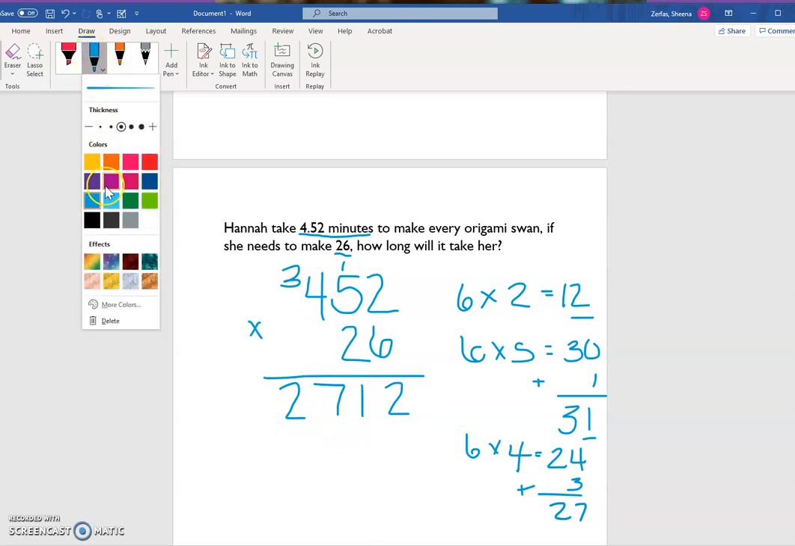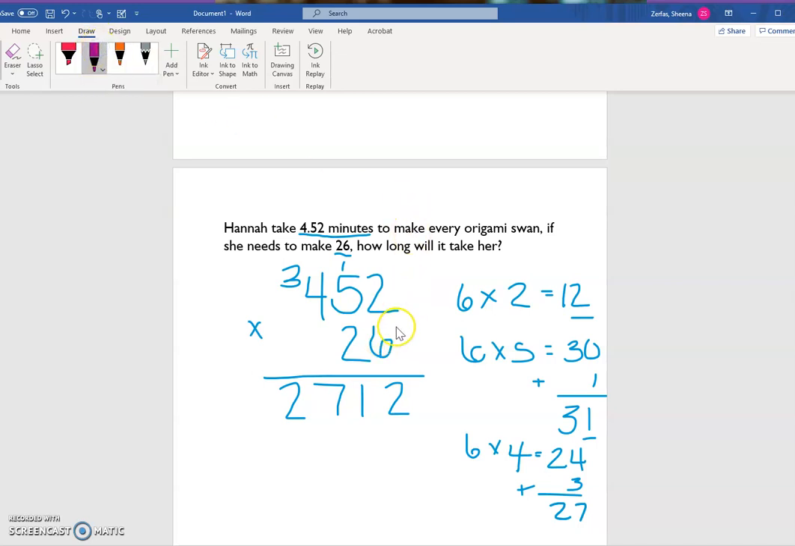It might be helpful for you to switch your color, especially as we're working online. So I'm going to cross off the 6 because I've multiplied each number up top by it, and now I'm moving on to the 2. Right now this 2 is in the tens place, so when I go to multiply, I'm really multiplying by 20. To indicate that, I put in a 0 placeholder in the ones place first. Then I continue multiplying as I normally would.